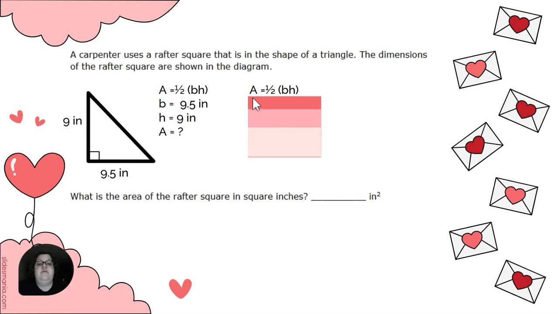So using that area formula, A equals 1/2 base times height, I'm going to go ahead and substitute in my base and my height. And I get 1/2 times 9.5 times 9. I'm going to go ahead and multiply 1/2 times 9.5, which will give me 4.75. And then again, I have to multiply by 9, which will end me with 42.75 square inches. So the area of the rafter square in square inches is 42.75 square inches.